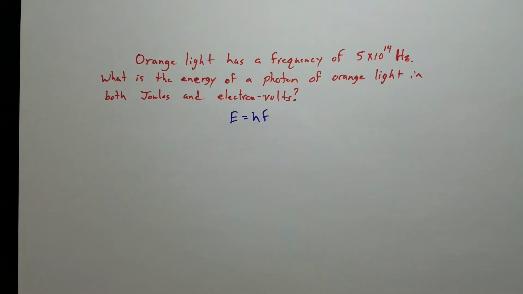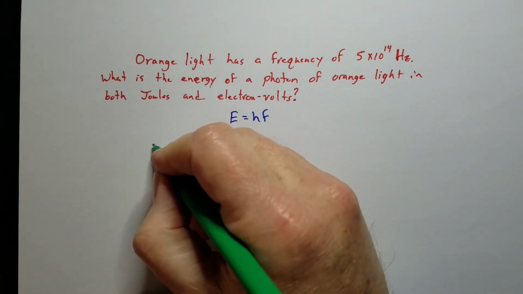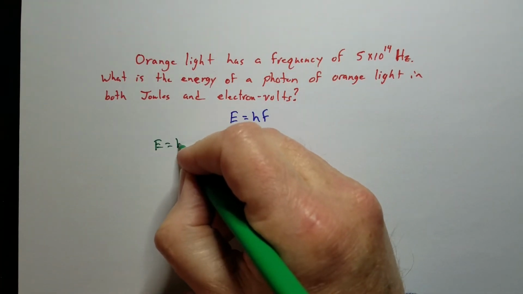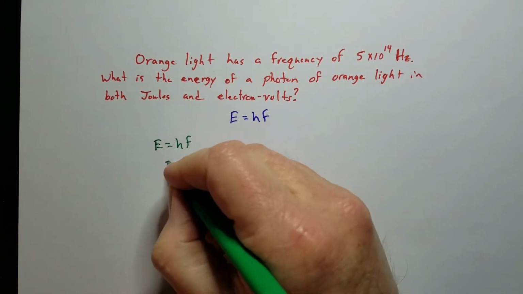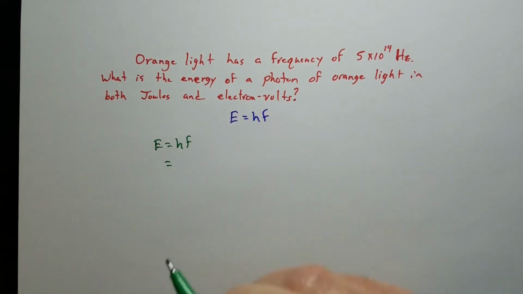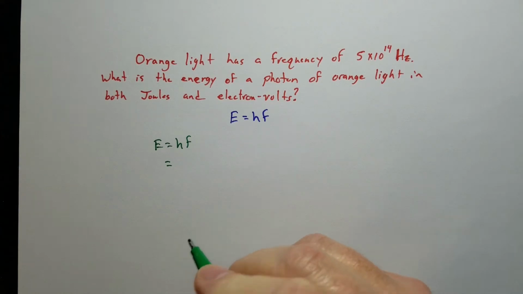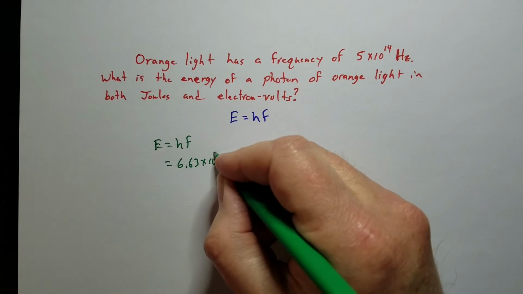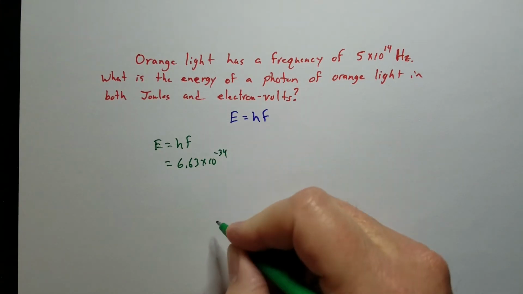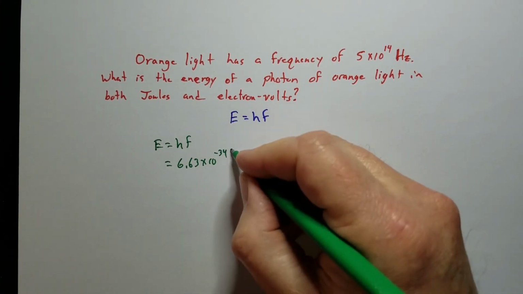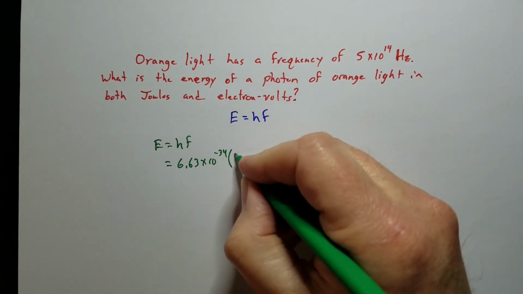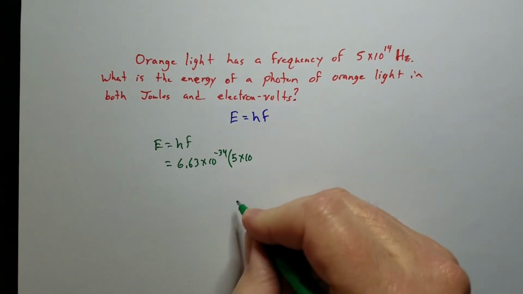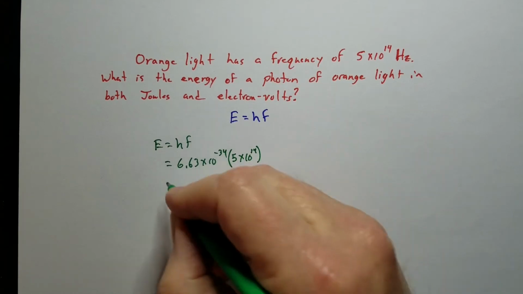I'm going to first do it in joules, so we'll start off with that one. We still have the same equation, E equals hf. But since I'm going to figure it out in joules, I need to use the joules version of Planck's constant, which is 6.63 times 10 to the minus 34. And I just have to multiply by the frequency, 5 times 10 to the 14th hertz.